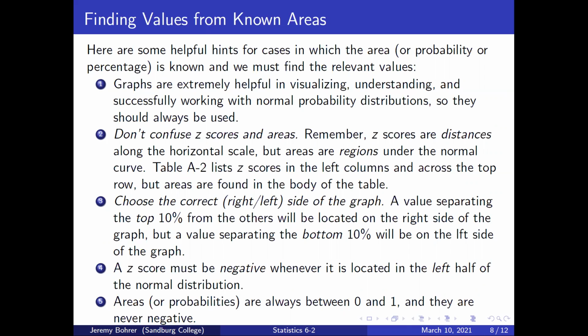Choose the correct right or left side of the graph. A value separating the top 10% from the others will be located on the right side of the graph, but a value separating the bottom 10% will be on the left side of the graph. A z-score must be negative whenever it is located in the left half of the normal distribution. Areas, or probabilities, are always between 0 and 1, and they are never negative.